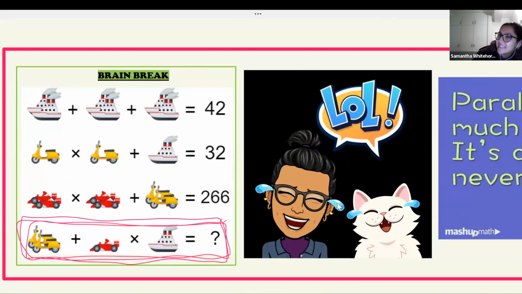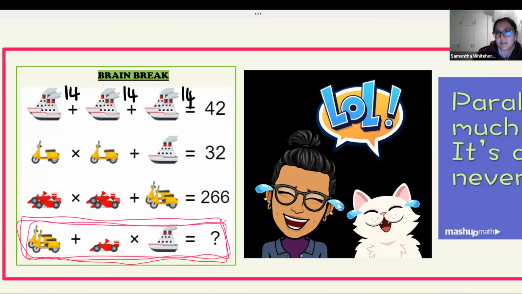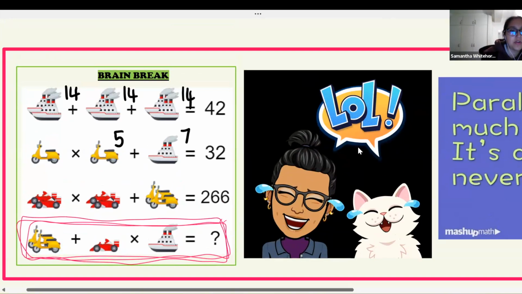Good evening, ma'am. So the boats, one boat is equal to 7. So 2 boats is 14. Excellent. So it's 14 plus 14 plus 14, which is equal to 42. Good. And the motorbikes or bikes are 5. Good. And we know already that 1 boat is 7, because Chantal told us that. Okay. And the race cars are 16. Good.